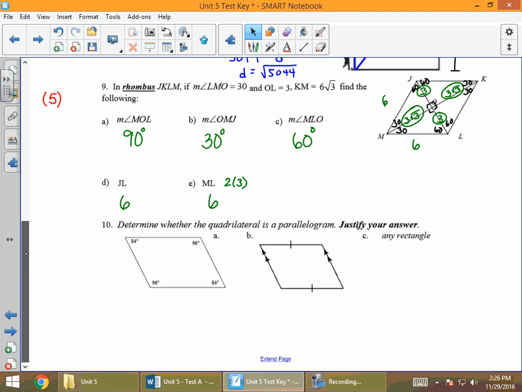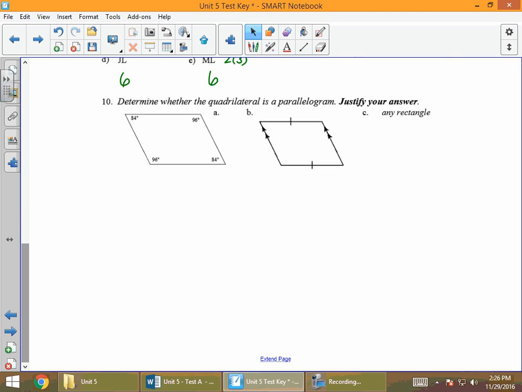All right, and the last 3, question number 10, there are 3 parts to it, so you get a point for each part. You do have to have the proper reason for it. The reason is very, very important. So it says determine whether the quadrilateral is a parallelogram. So I need a yes or a no, and then I have to justify. So in this first one, this part A, the answer is yes, it is.